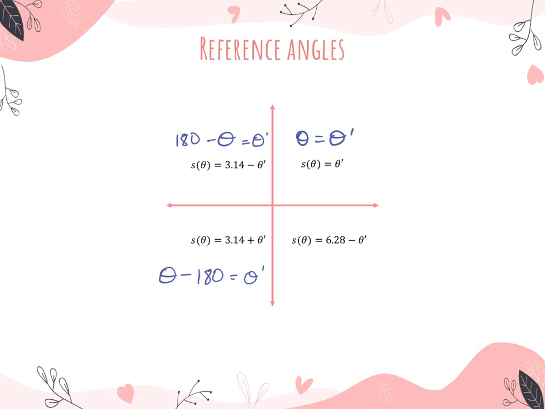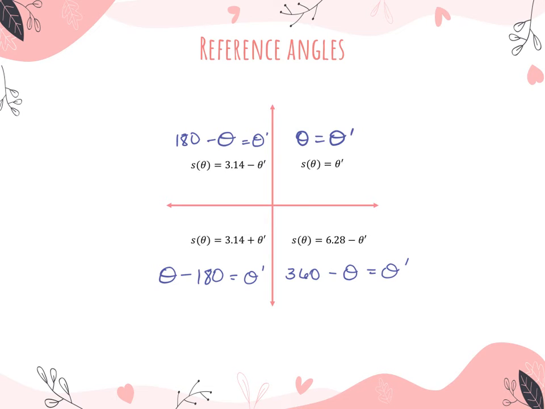Otherwise, it's a little too big. And then in the fourth quadrant, we would do 360 minus the angle. And that's our reference angle. And we said the reference angles always fell between 0 and 90, including 90. So it had to be less than or equal to 90 degrees. So if I told you it was 120, you'd know that's in the second quadrant. You'd do 180 minus 120, and your angle there would be 60 degrees.